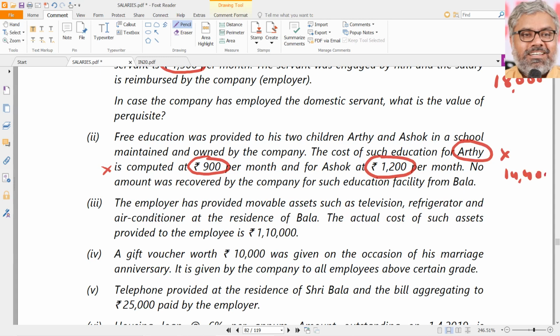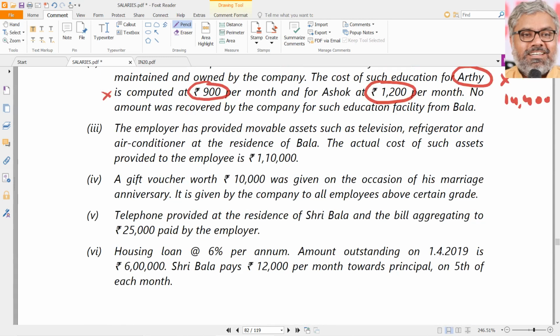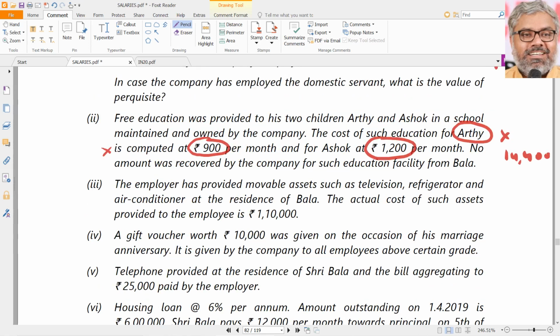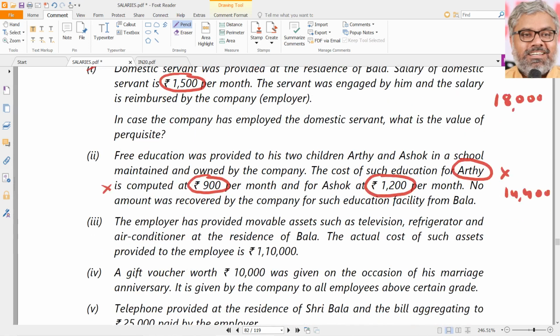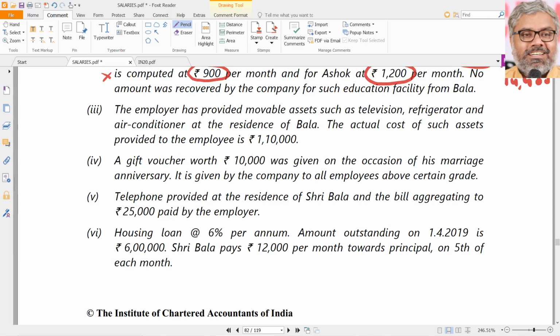14,400 rupees. 14,400 rupees is taxable. Second point. Alternatively, we can say only 2,400 is taxable also, and that is quite possible according to the interpretation. Both ways it is okay.